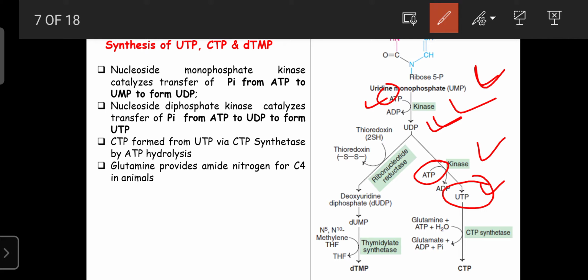Then further the UTP, that is uridine triphosphate, in the presence of CTP synthetase enzyme, was converted into cytosine triphosphate in the presence of glutamine, ATP and water. Glutamine supplies the amide group, ATP supplies the phosphate group and water is required for the hydrolysis. So these water, glutamine and ATP react with the uridine triphosphate in the presence of the CTP synthetase enzyme. Then CTP will be formed.